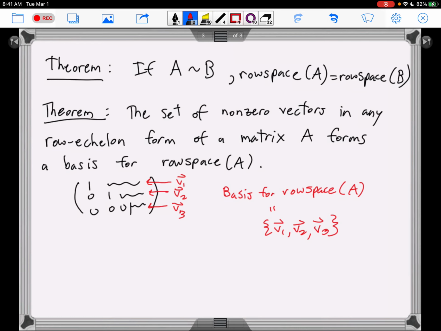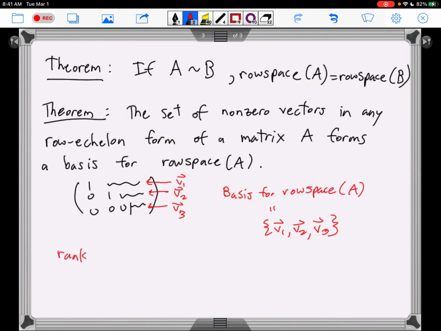Okay, so we already have a name for that though. The number of non-zero rows in a matrix, after you do the row echelon form, we have a name. That's called the rank of the matrix. But we also know that that's going to equal the number of things in the basis, right?